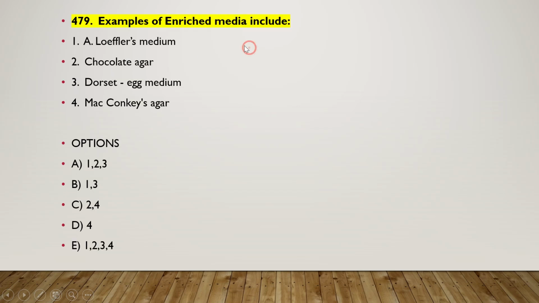So move on to the next question, that is, examples of enriched media include Loeffler's media, chocolate agar, Dorset egg media, MacConkey's agar, and the right answer is option A. That is, first three are enriched media, that is Loeffler's media, chocolate agar and Dorset egg medium are enriched media.